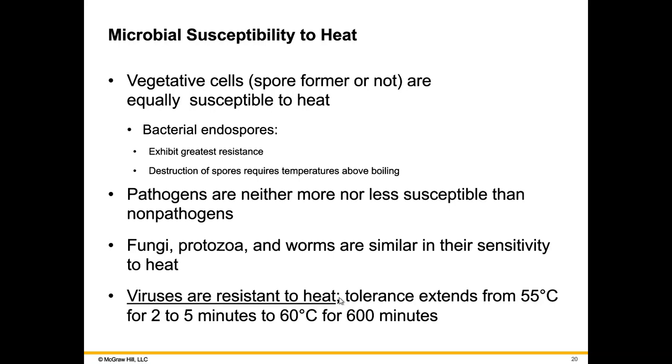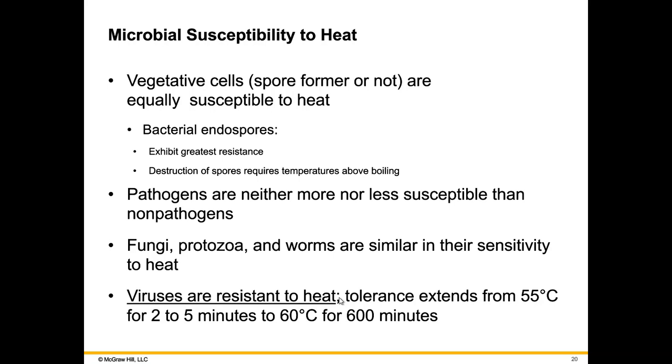So again, vegetative cells, regardless if they're spore former or not, are equally susceptible to heat. Remember, just because a bacteria has the ability to form a spore doesn't mean it's always going to be in the spore state. So if it happens to be in the vegetative state, it will kill it using the heat methods of boiling. But if it's in the spore state, it will not.